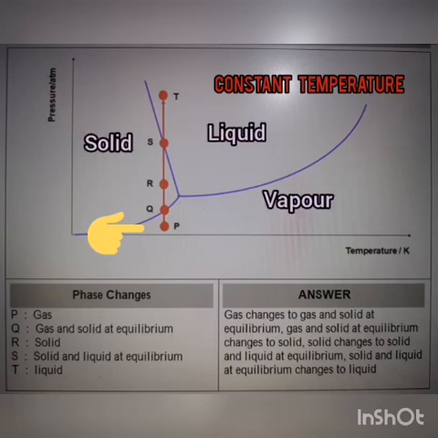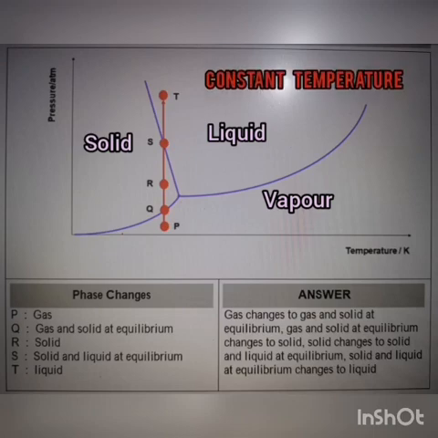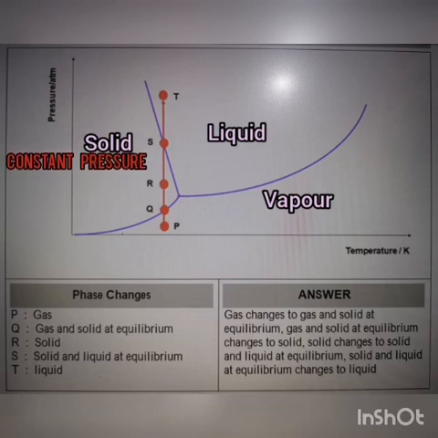Okay, first we take a look. P is the gas phase. Q, we have gas and solid phase at equilibrium. R, we have solid phase, and S, solid and liquid phase at equilibrium, and T has a liquid phase. So please observe the changes and consider what phase we have in both, maybe constant temperature or maybe constant pressure. So you need to highlight and look very clearly at what the given sample shows.